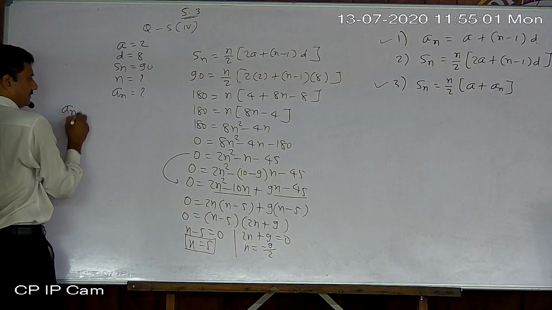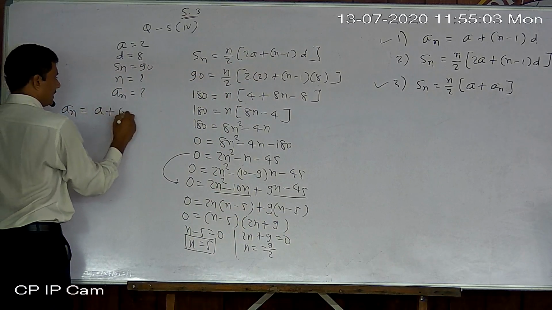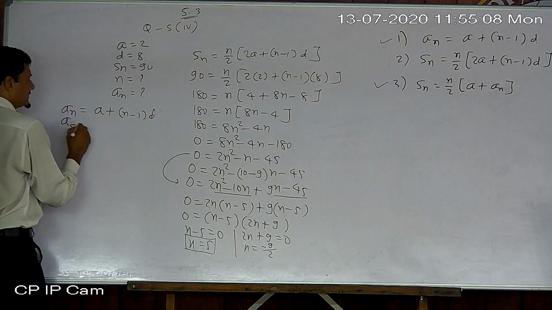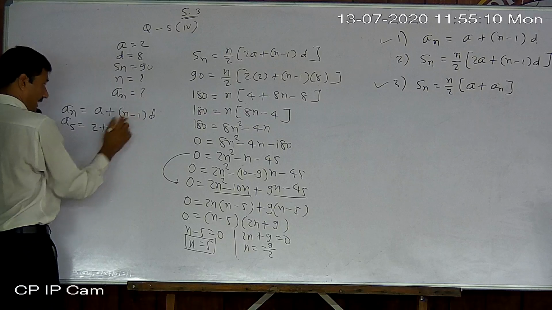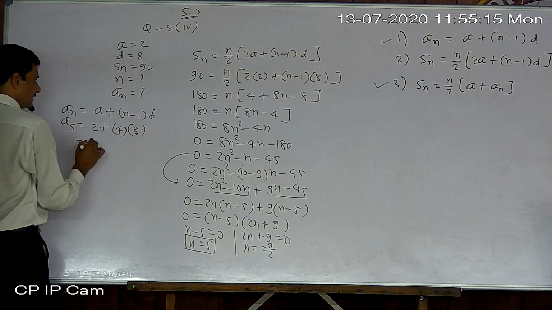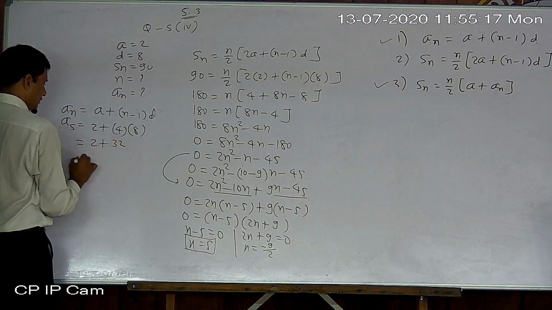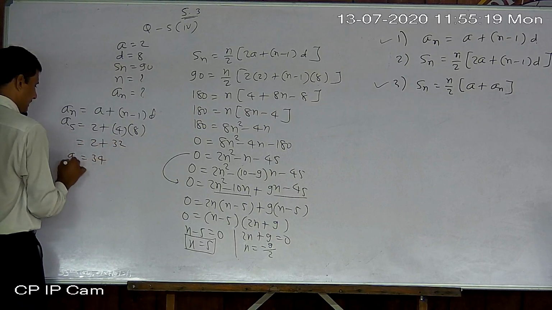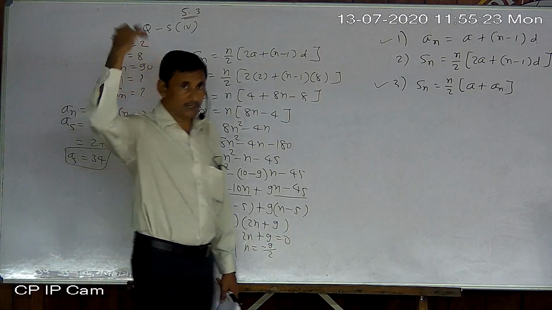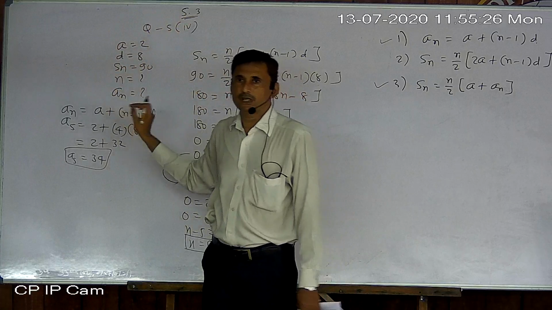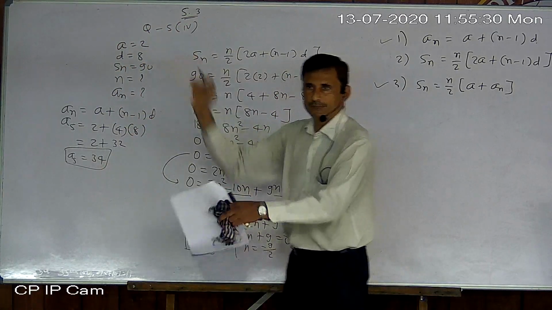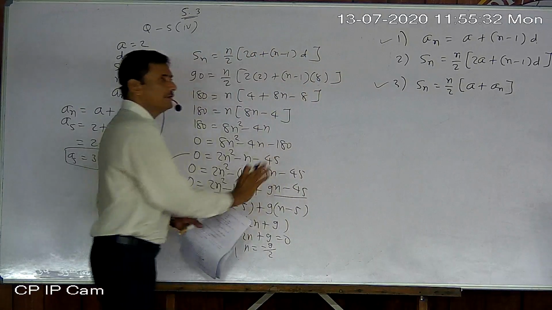So a_n equal to a plus n minus 1 d. Now we got n equal to 5. So a is 2 plus 5 minus 1 is 4, d is 8. So it is equal to 2 plus 32, 34. Okay, so that is our second answer. a_n means here a_5. Because previously n was not known, they have written a_n, but actually now it becomes a_5.